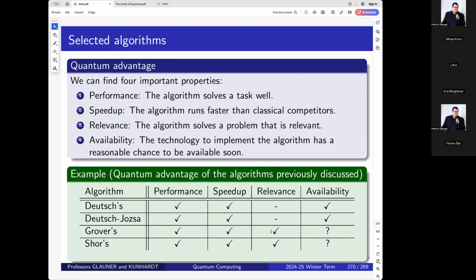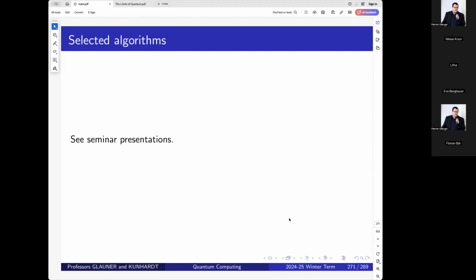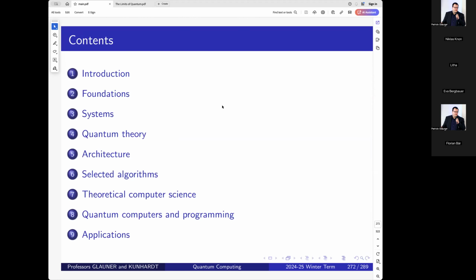Obviously, we could balance this and say maybe Grover's algorithm is super relevant because it's generic, while Shor's is relevant but tied to one problem. But I just put either one tick or zero ticks, not multiple to weigh this, but you could put multiple ticks to weigh them if you wish. There are lots of selected algorithms that you could be presenting in your seminar if you wish.